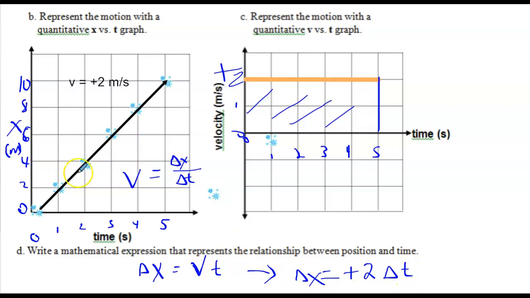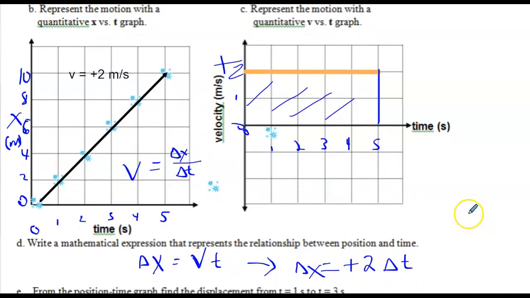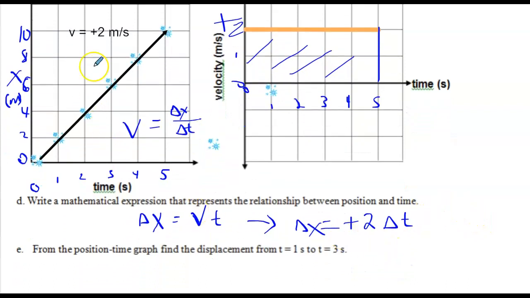So if we plugged in numbers, if we put in 0 here, we get 0. If we put in 1, we get 2. Put in 2, we get 4. 3, we get 6. 4, we get 8. And 5, we get 10. So it matches up with our graph nicely, and that is the expression for this line.